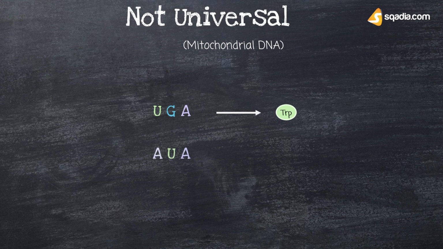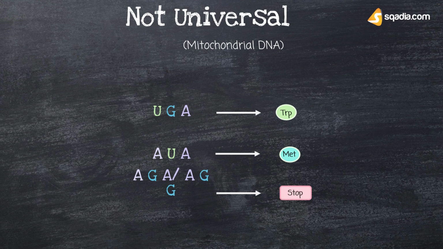Likewise, adenine, uracil and adenine was read as methionine instead of isoleucine, and adenine, guanine, adenine, and adenine, guanine, guanine, for termination of protein synthesis, instead of arginine. Thus it appears that genetic code is not quite universal. So, this was all. In our next section, we will talk about the frame shift mutation.